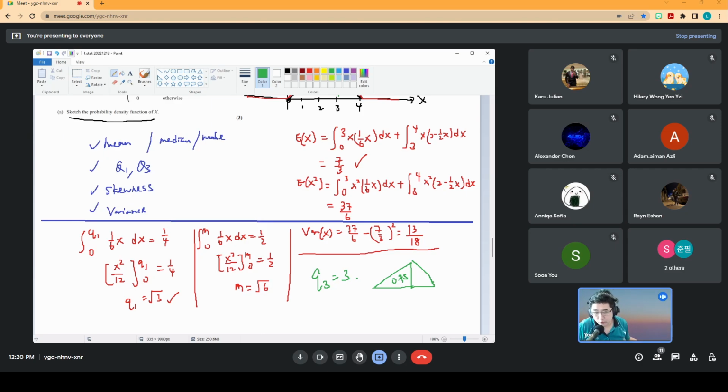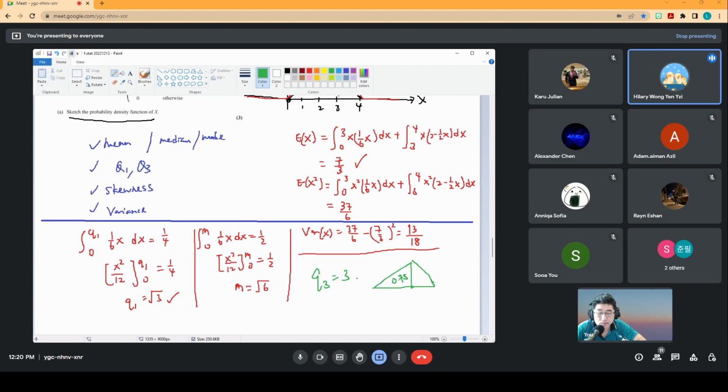Don't think about it too complicated. This is a basic question. All you need to do is just use P1 skill to solve it. P1 techniques to solve it. Nothing special here.